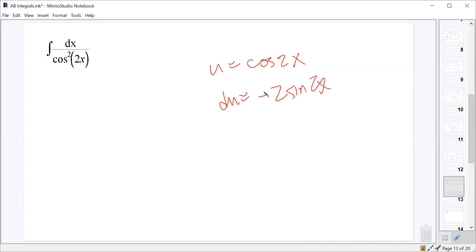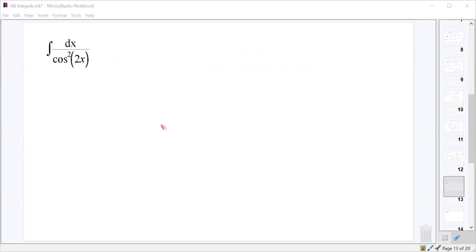Right, cosine 2x makes my du negative 2 sine 2x. And to build negative 2 sine 2x into that is a little bit of a problem. The negative 2 is no problem because I can put a negative 1/2 outside. But the sine 2x, I'd have to multiply by 1 over sine 2x, which couldn't go outside. It'd have to be included in here, and I'm just adding in a bunch of extra junk. So we're going to have to find some other way to go about this one.